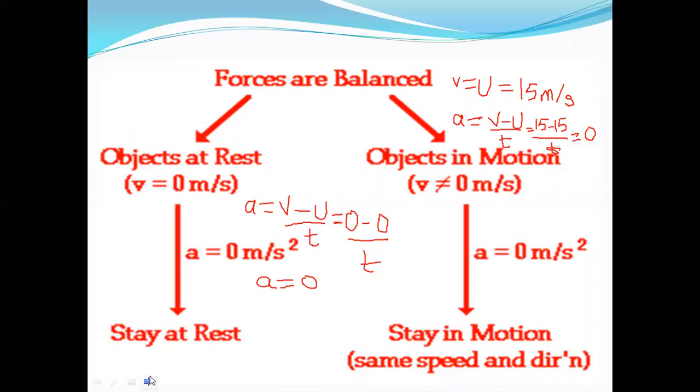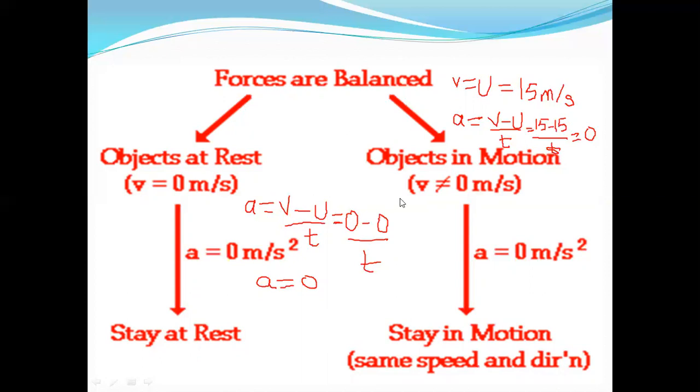Okay, this flow chart shows balanced forces. So when balanced forces are acting on an object at rest, it remains at rest. And if the balanced forces are acting on a body moving with constant speed, it keeps on moving with constant speed, it stays in motion. Balanced forces do not change the state of the body. Similarly, they do not change the velocity of the body. If the body is at rest, the velocity is 0, it remains 0.